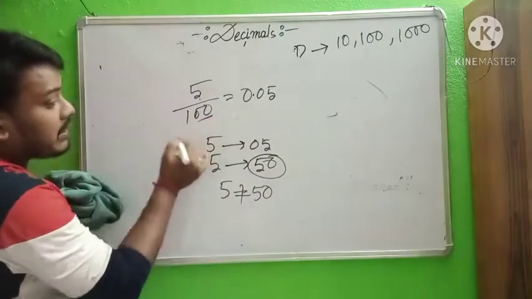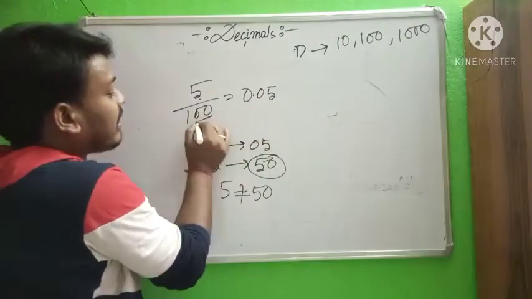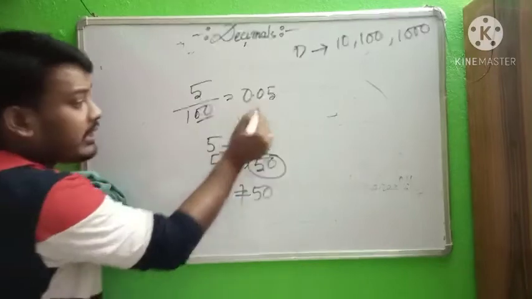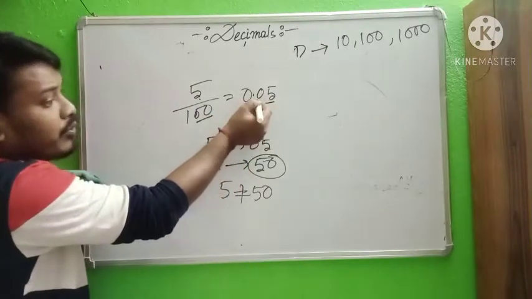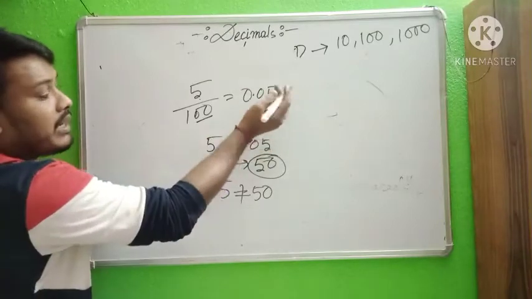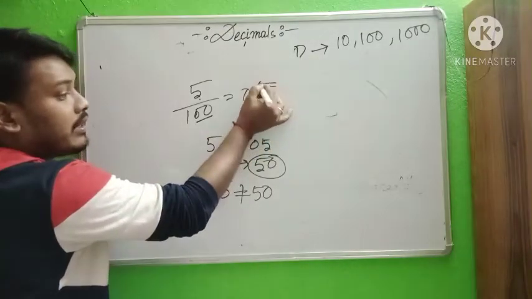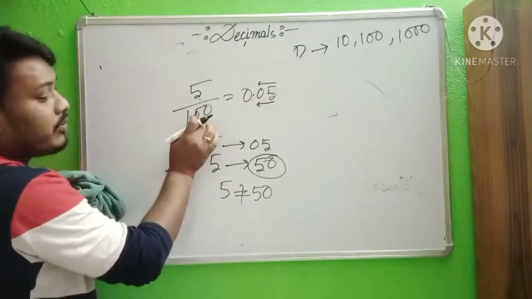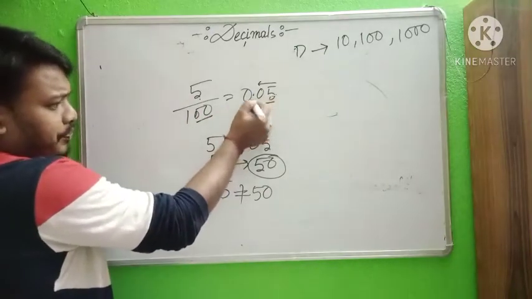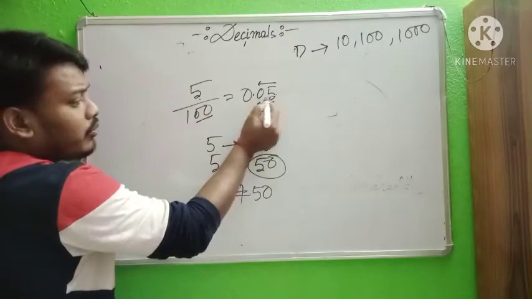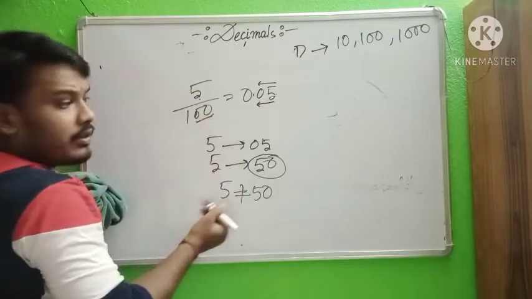That means the decimal point depends on the number of zeros. Here two zeros, that's why the decimal point is placed before two digits. We always count the digits in this way, one digit, two digits. So the number of zeros and the number of digits are equal. Here two digits, here two zeros.